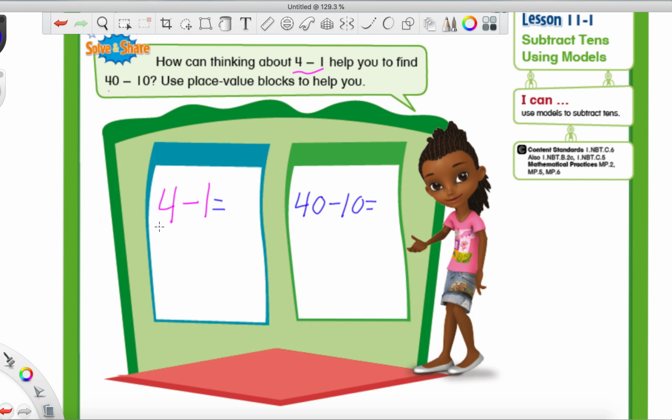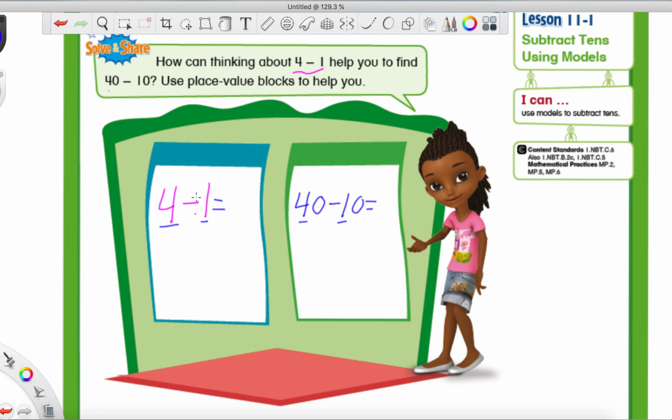Well, there's a 4 over here and a 4 over here. So they each have a 4. And there's a 1 over here and a 1 over here. So they each have a 1 also. So they have similar numbers. Okay, but what is the difference? What is different between these two? The only difference is the place value.